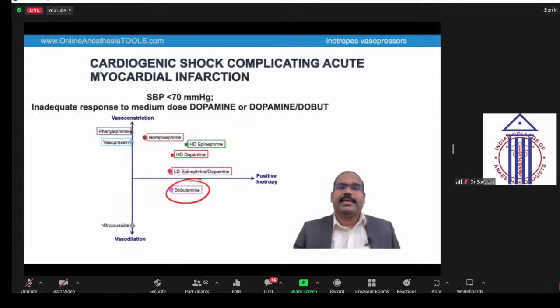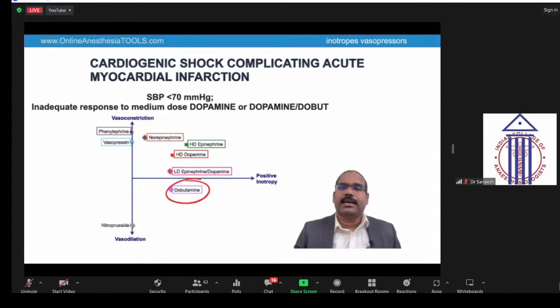Now, our next agent of choice in a cardiogenic shock is norepinephrine. It increases the systemic blood pressure, pulse pressure, peripheral vascular resistance, and stroke volume. In response to norepinephrine therapy, the cardiac output is unchanged or decreased, and there is a compensatory vagal reflex that slows the heart rate. So it is widely used as the first-line agent to increase blood pressure, and it is preferred over dopamine in most scenarios.